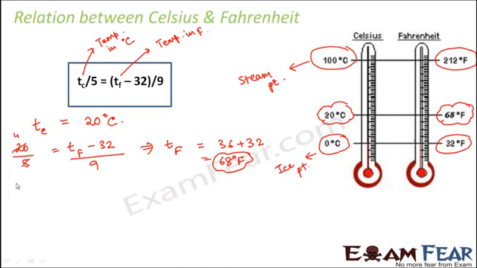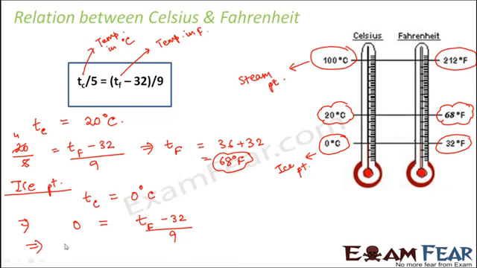For example, let us see the ice point. How much is the ice point on a Celsius scale? On a Celsius scale, it is 0 degree Celsius. If we put this value of 0 in this equation, what do we get? We get 0 is equal to Tf minus 32 by 9. So Tf is equal to 32 degree Fahrenheit. So basically the ice point on Fahrenheit scale should be equal to 32 degree Fahrenheit. Similarly you can do it for the steam point as well, right?